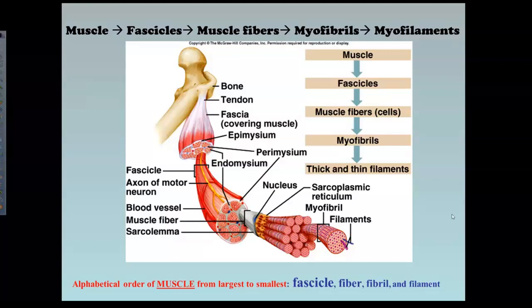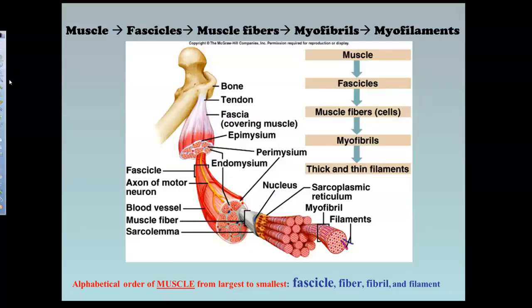And so the next part of the note page says place the following in order from the largest to the smallest. And I'm going to try to make this make the most sense. So here's the order I have across the top here. You have a muscle, then you have fascicles, muscle fibers, myofibrils, and then myofilaments.